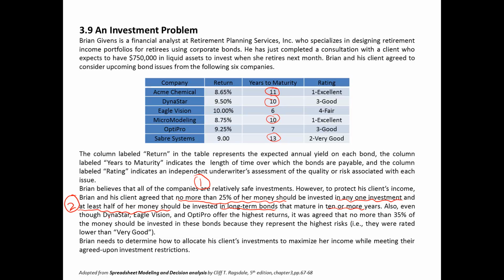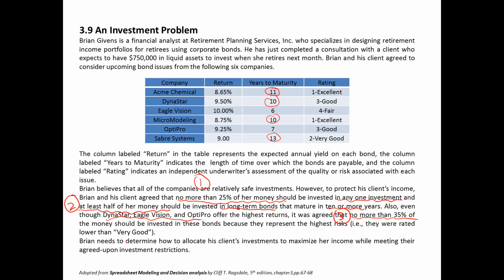Also, even though DEO offered the highest returns, it was agreed that no more than 35% of the money should be invested in these bonds because they represent the highest risk. Okay, so that's the third restriction regarding these three, no more than 35%.